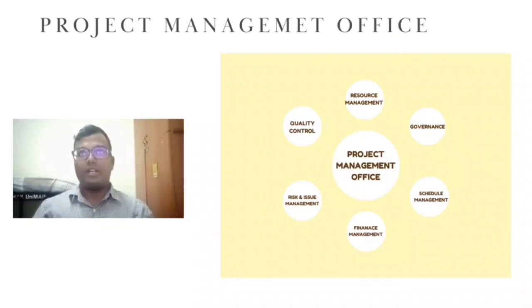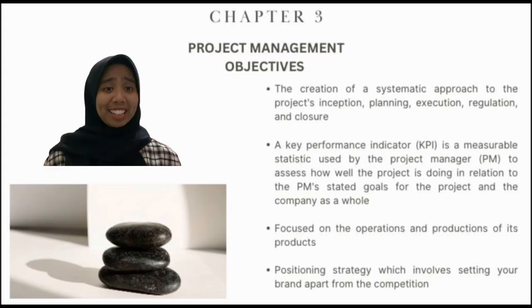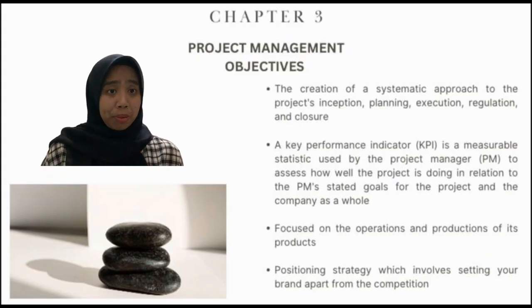Risk and issue management: risk management is taken seriously because risk can cause damage. Quality control: under this section, auditing and enforcing is done to ensure good quality in the tires. Thank you. Next, I will explain about project management objectives.